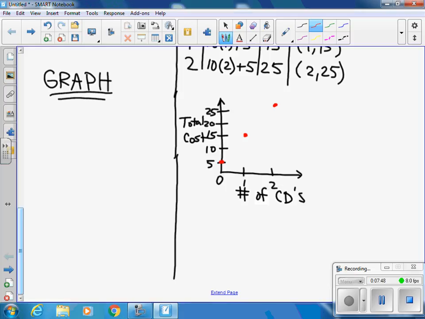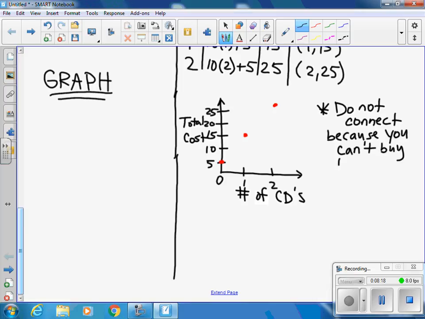Right? Now, the one thing you have to understand is when to connect them and when not to connect them. Right? In this case, we do not want to connect, and it's because of the situation. Okay, you can't buy 1.5 CDs. So if you connected these dots, you would be able to tell me how much 1.5 CDs cost, and we can't do that. So we do not connect because you can't buy 1/2 of a CD.